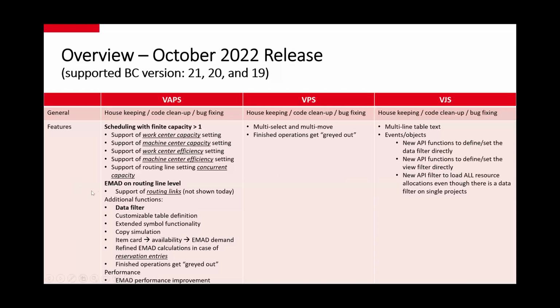Then we didn't stop there, but we made some further functions. Another gap that we closed is that the VAPS didn't have a data filter, but the VPS and the VJS had. So we built a data filter into the VAPS, also quite a big thing. We made the table definition customizable, as you know this from the VPS and the VJS. We have something that is the extended symbol functionality. I will show this little thing, but pretty useful. We have the capability to copy a simulation. We added some functionality on the availability information on the item card. So from the item card, you now also can drill down into EMAT information coming from the VAPS.